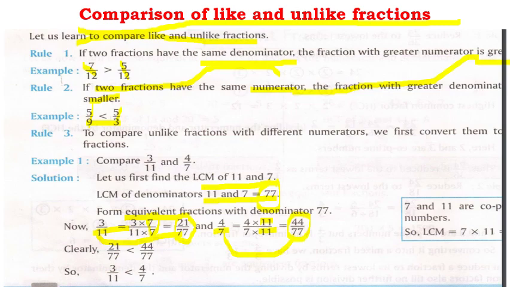Now your two new fractions are 21 by 77 and 44 by 77. Now they are like because both have 77 as denominator. So which fraction is greater? 44 by 77 is greater. So your 21 by 77 was actually 3 by 11, which is a smaller fraction than 4 by 7.